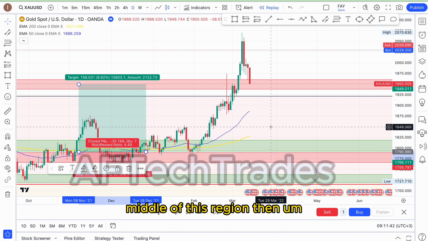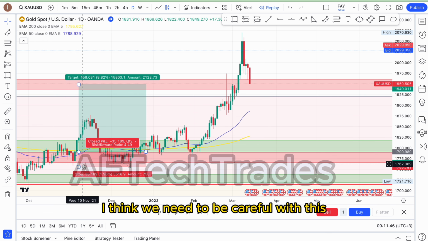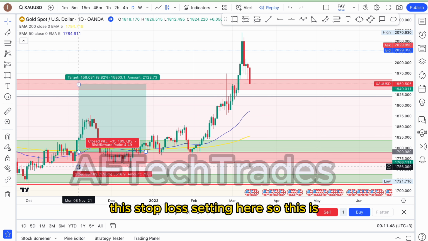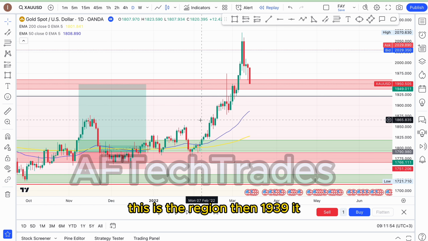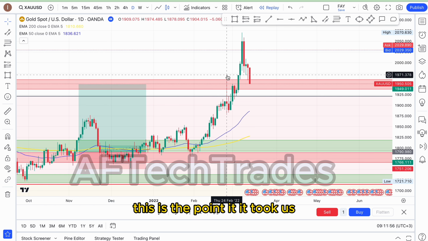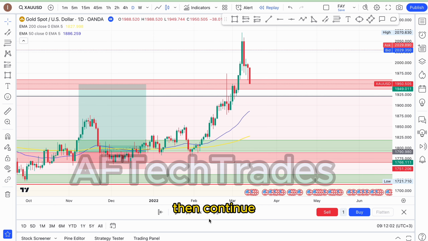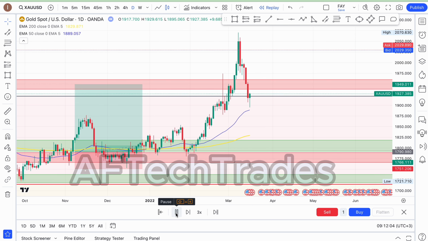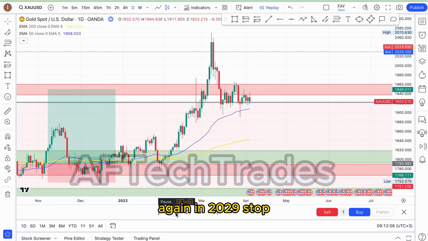Then I think we need to be careful with this stop loss setting here. So this is the region. Then 1939, this is the point it took us. It took our take profit. Okay. Then continue again. It went to 2029.